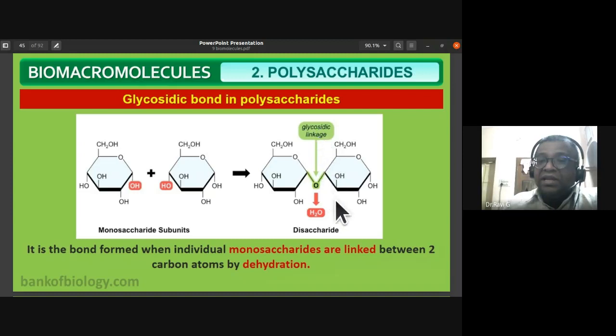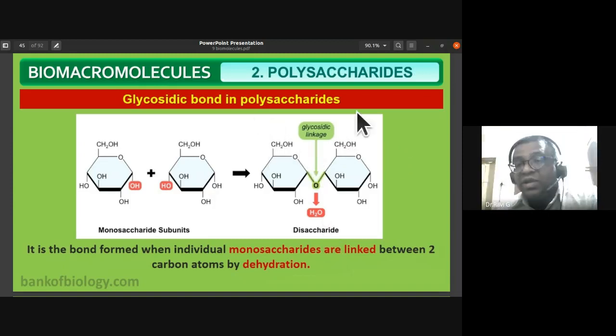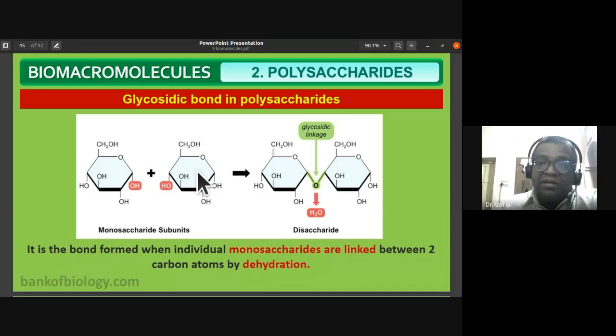So you can notice the glycosidic linkage in the case of polysaccharides. The glycosidic bond holds the monosaccharides together to form the polysaccharides. Two monosaccharide subunits fuse with the loss of water to form this glycosidic linkage, which is held by the oxygen. So the glycosidic linkage is the bond formed when individual monosaccharides are linked between two carbon atoms by dehydration. We call that a glycosidic linkage.